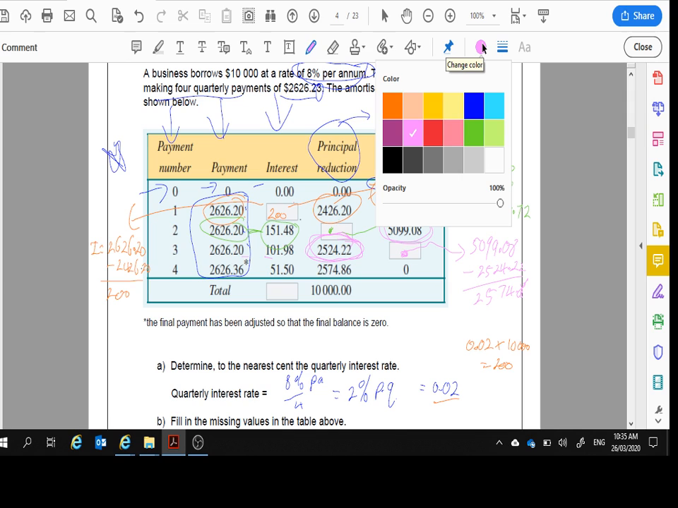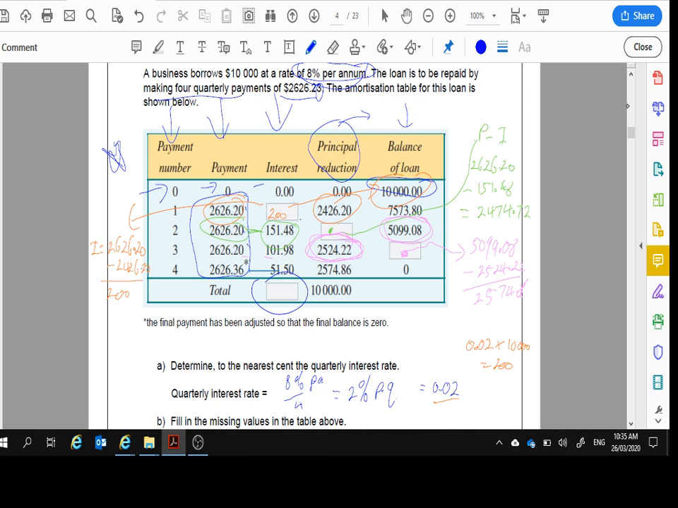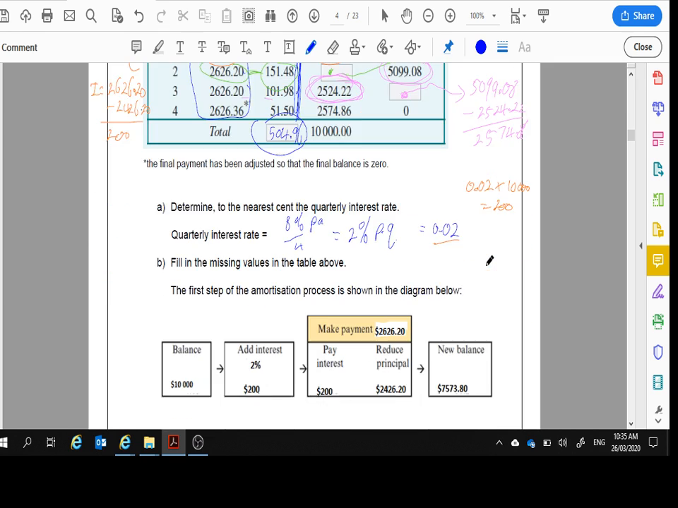The last one I will do in blue, which says the total interest that I paid. Now, because I already know this is 200, all I'm going to do is just add all these up. And when I add them all up, again, I'm going to get $504.96. That would be the easiest way to do it.